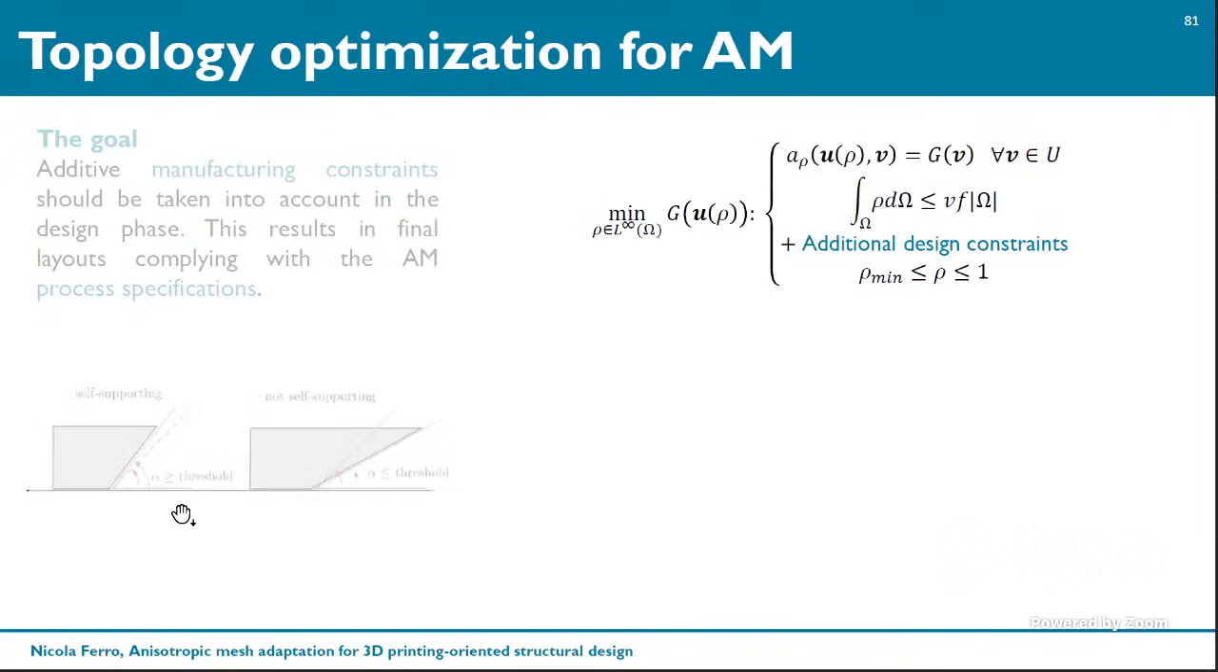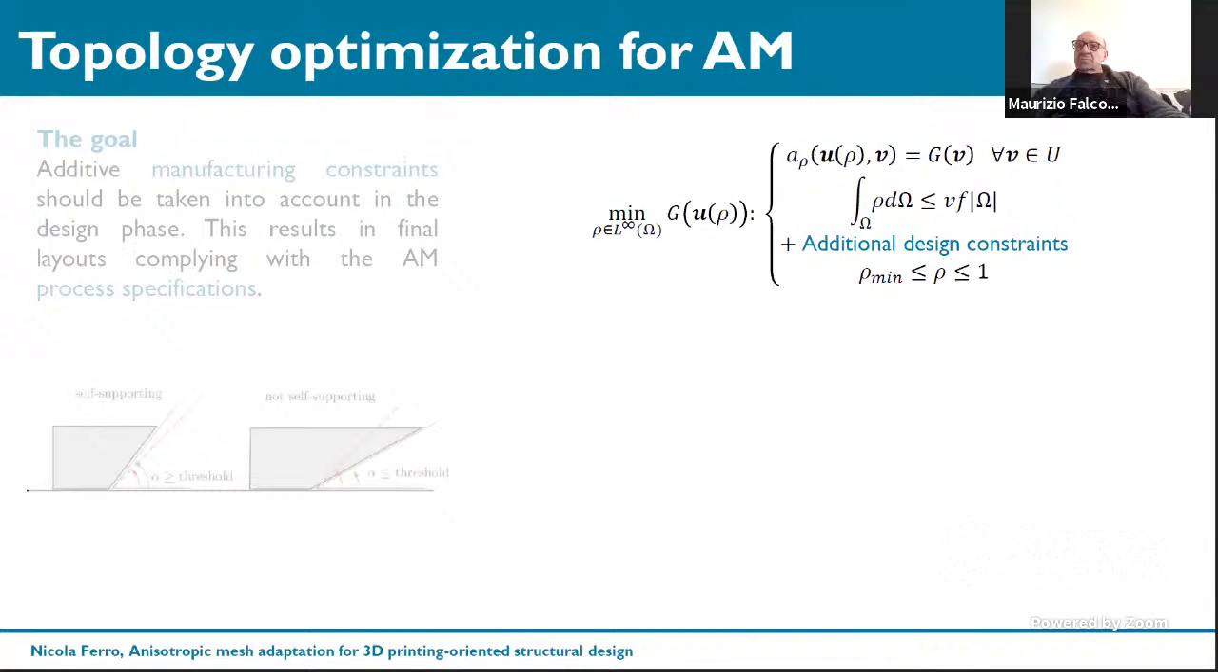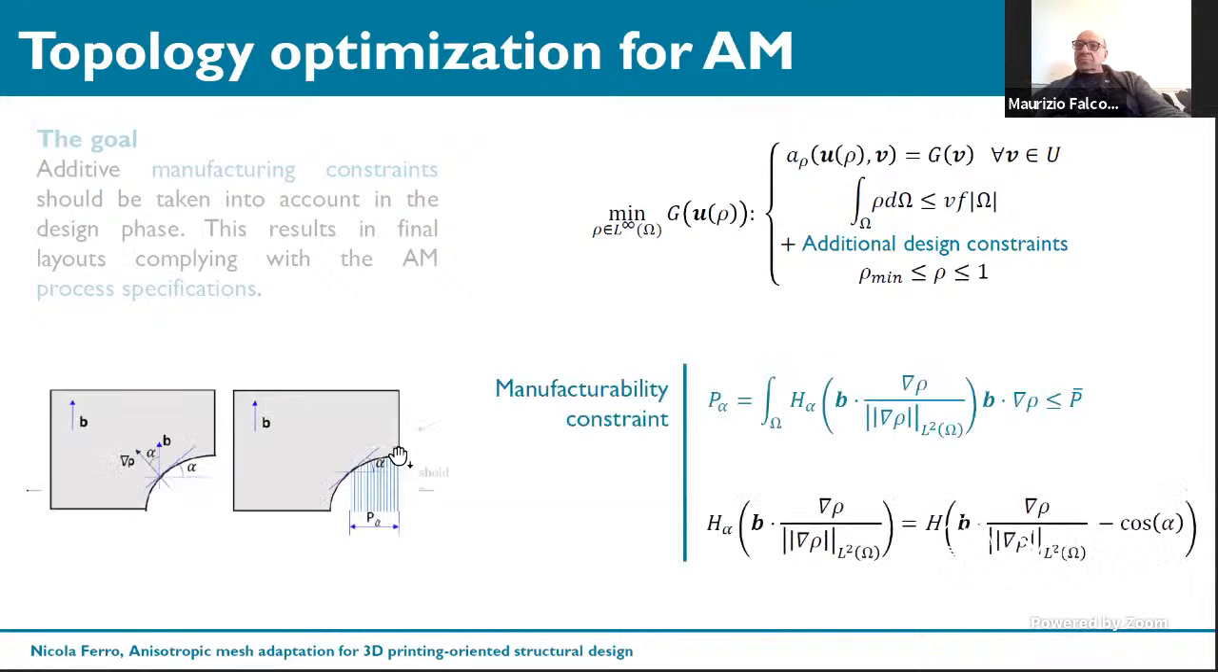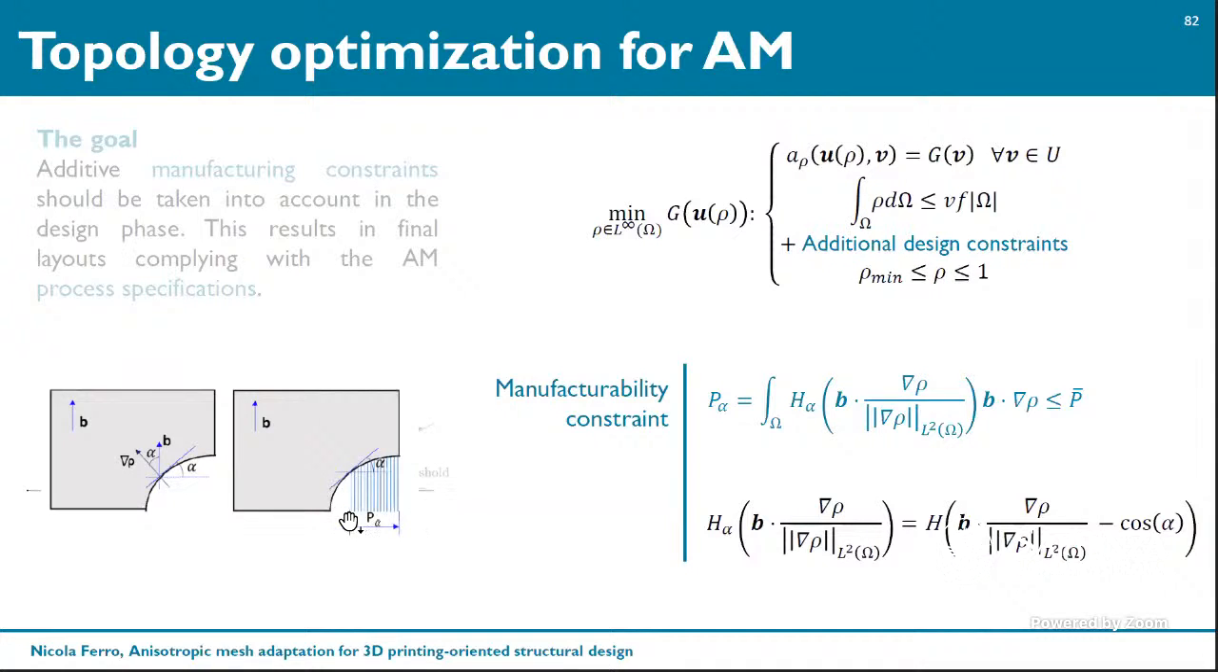And that's what we do with our formulation. Again, we had another building block, which is not related to the physics, but to the design. We add an additional design constraint. In particular, what we want to do here, there is a picture which is explicative, is determine the portions of the domain where we have overhang, so where our threshold is overcome, and we want to limit these portions of the structure.